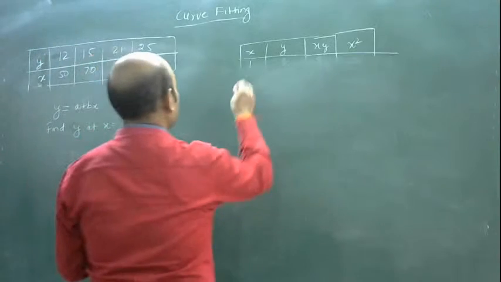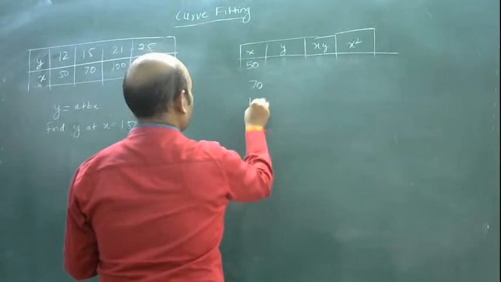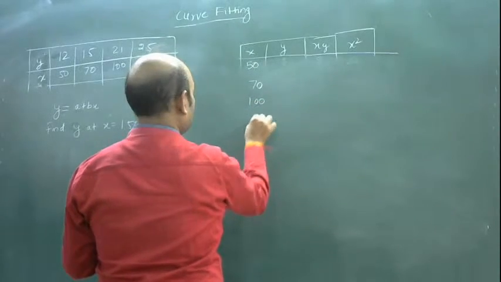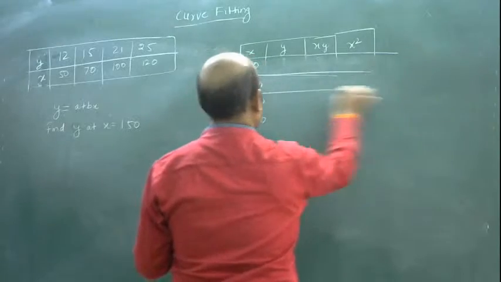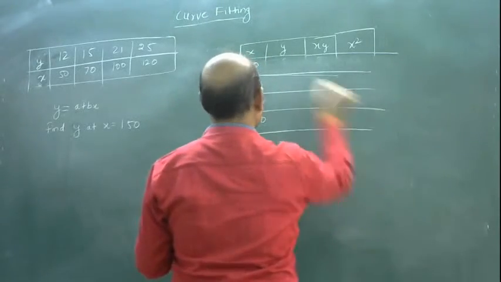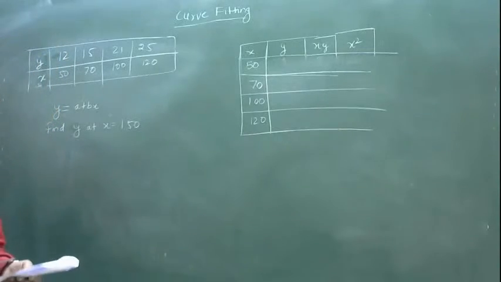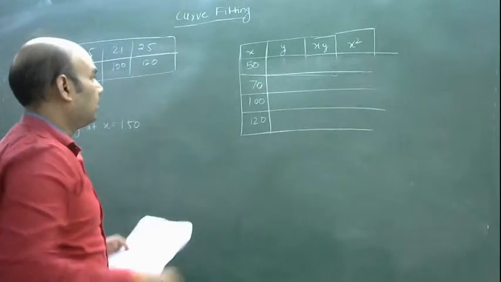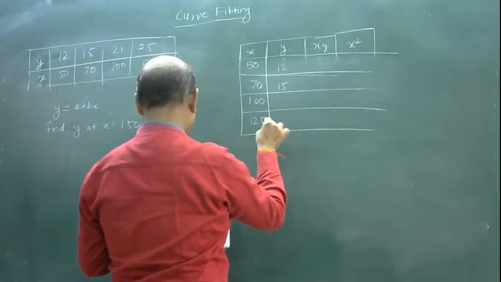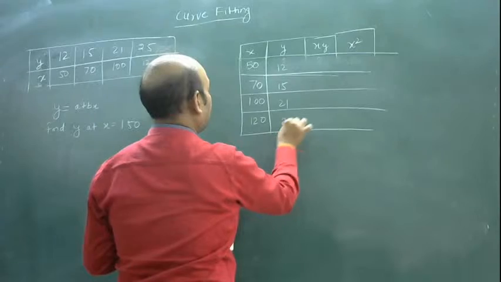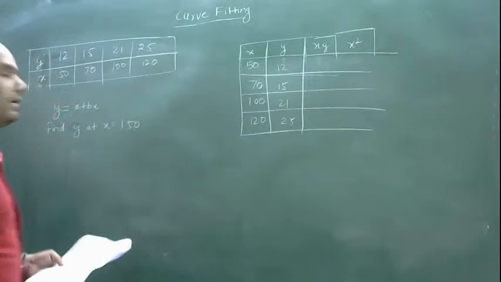So this is 50, 70, 100 and 120. So what will be the value of n here? Anybody tell me what will be the value of n? And this is 12, 15, 21 and 25. Okay, so this is x and y.